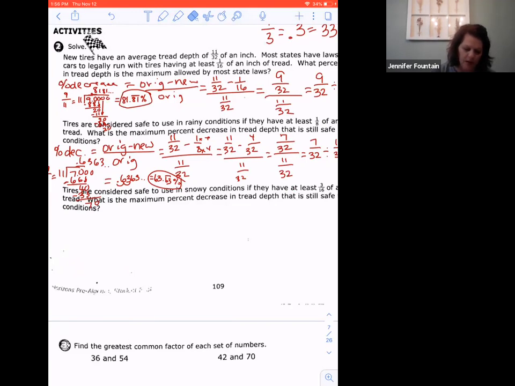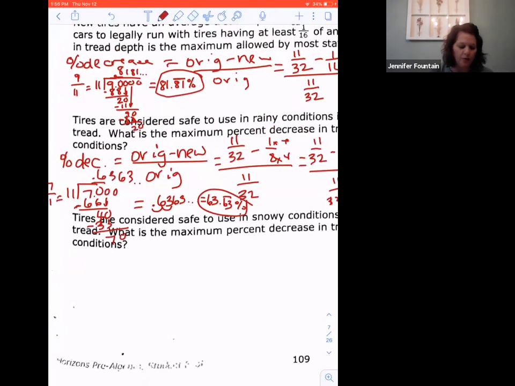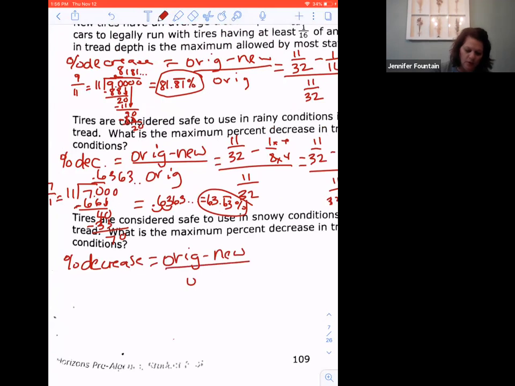Okay. Again, I'm using my original amount from my first equation. I've got percent decrease equals original minus new over original. Notice that I'm rewriting the formula each time I'm working the problem. The reason I do that is because then I've got the problem right in front of me. So when I start plugging in the numbers that correspond with each thing, I make sure to put them in the right place. It just helps me to keep from making a mistake.